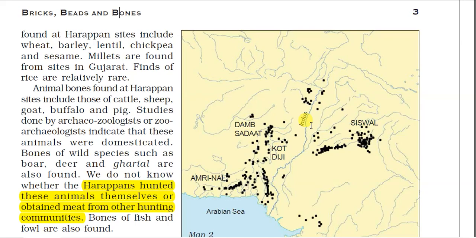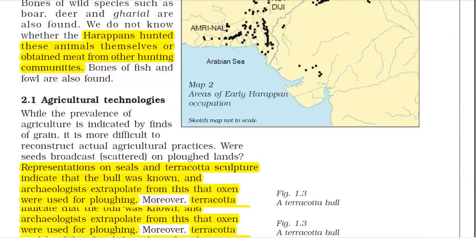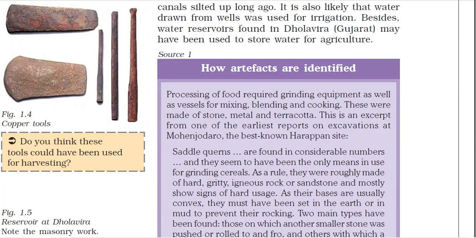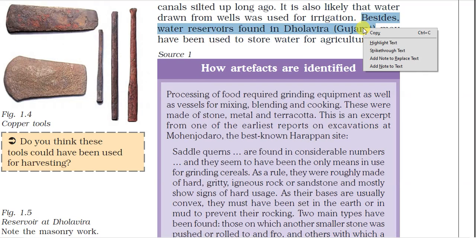The next point is about the reservoirs. Now, apart from canals, there were wells which were constructed and dug, and there were water reservoirs at Dholavira, Gujarat. This is a site in Gujarat. This is a mature Harappan site. Dholavira is a very, very important site again, because this particular site was used for trade as well, right? Lothal and Dholavira both are very important sites in Gujarat.